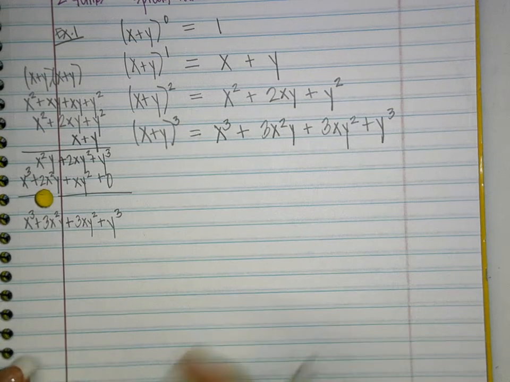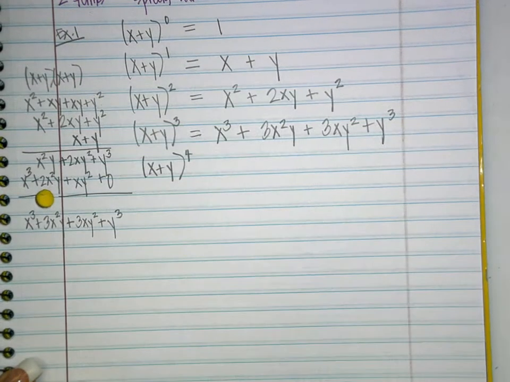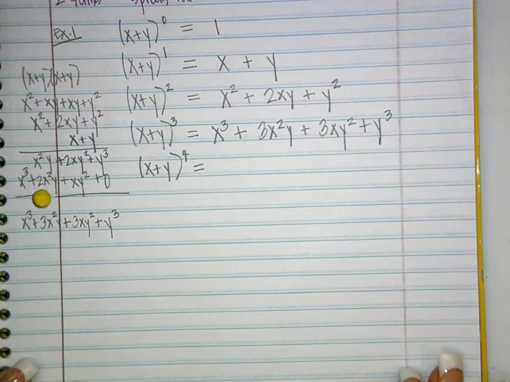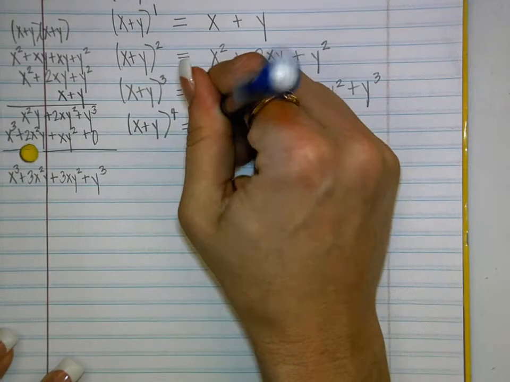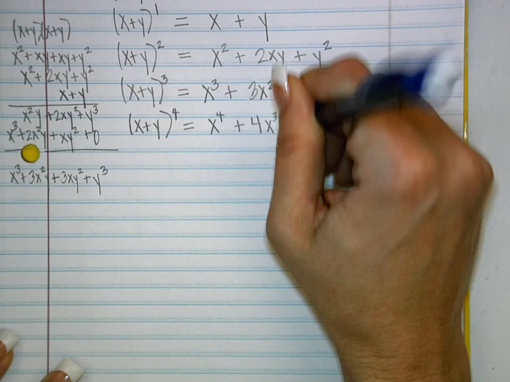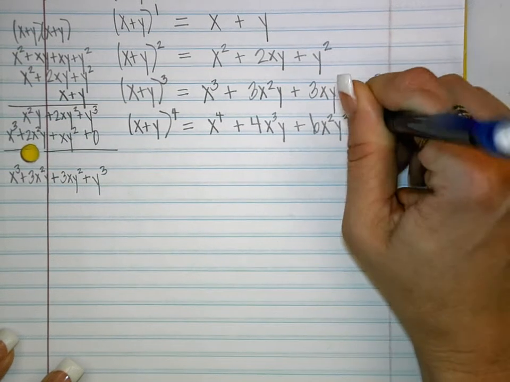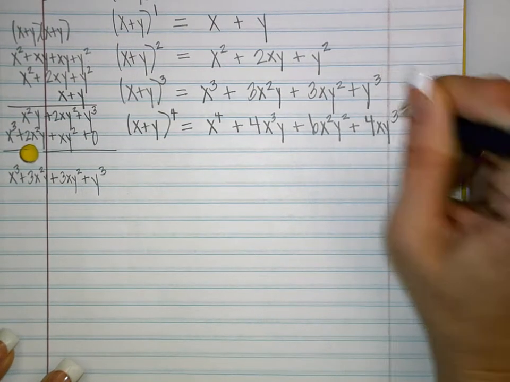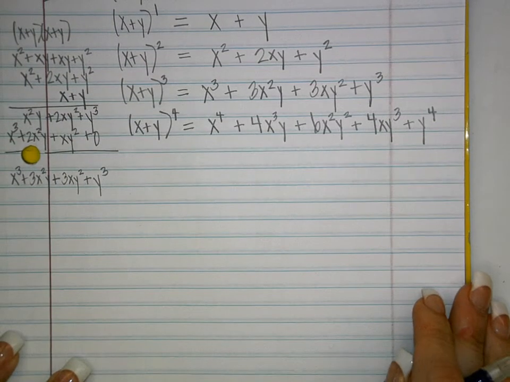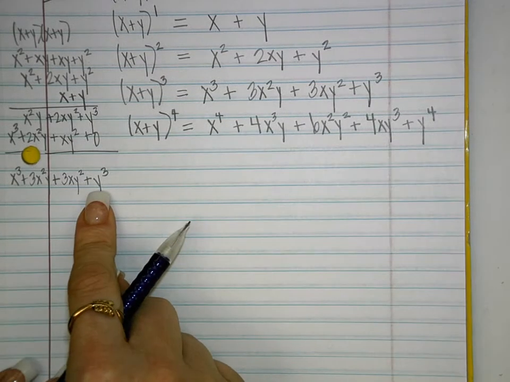You can probably guess what the next one's going to be. X plus y to the fourth power. Now, I'm going to give this one to you. I'm not going to make you do the old school multiplication. X plus y to the fourth power is x to the fourth plus 4x cubed y plus 6x squared y squared plus 4xy cubed plus y to the fourth. And you would get that by, again, taking this one, multiplying it times x plus y again.